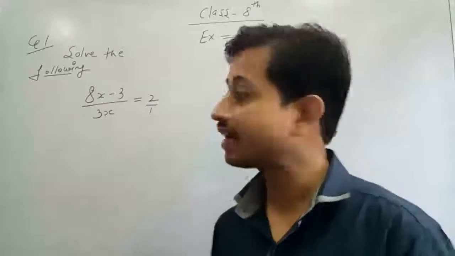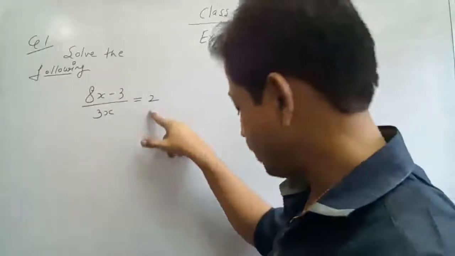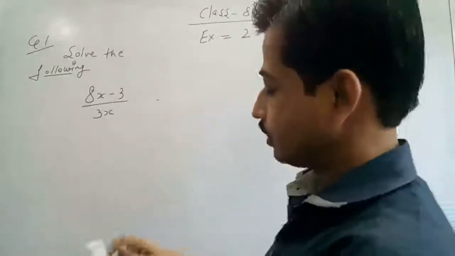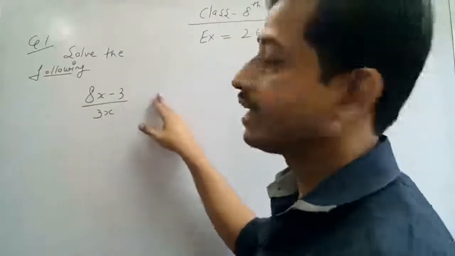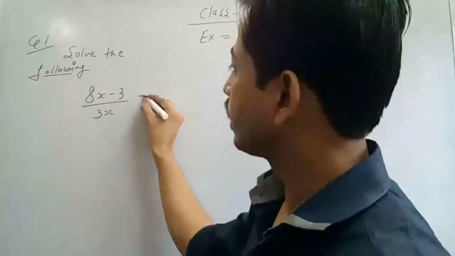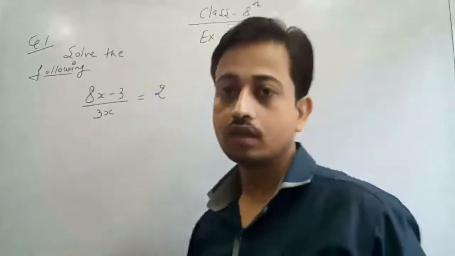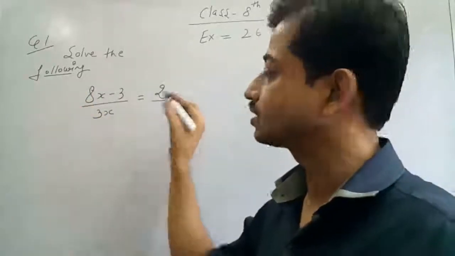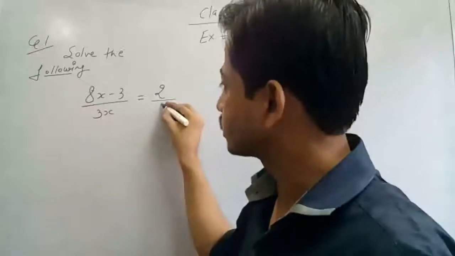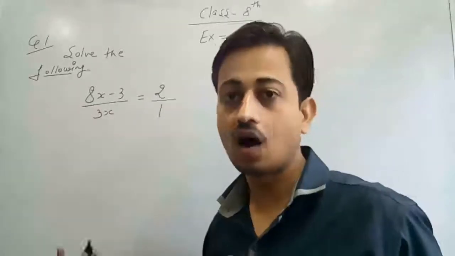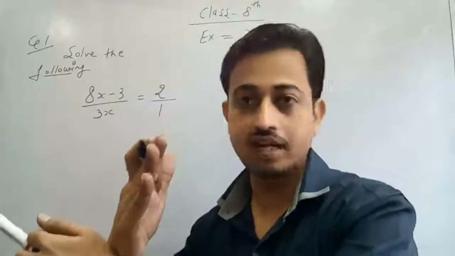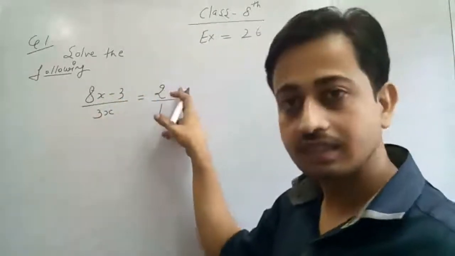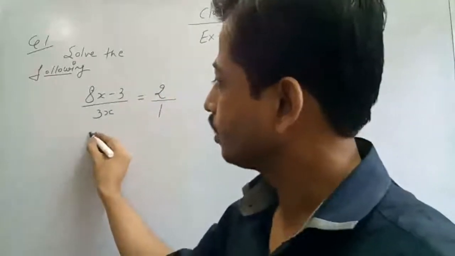How do we get the value of x? On the left hand side we have (8x minus 3) divided by 3x, and on the right hand side we have only 2. It is in terms of rational p by q, but the right side is not in rational form. I am going to make it rational too because it's very easy to solve. How can we solve? Using cross multiplication. So this is multiplied with this term and this is multiplied with this. Please do it. What will we get?